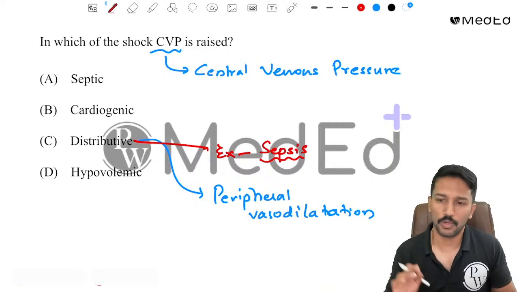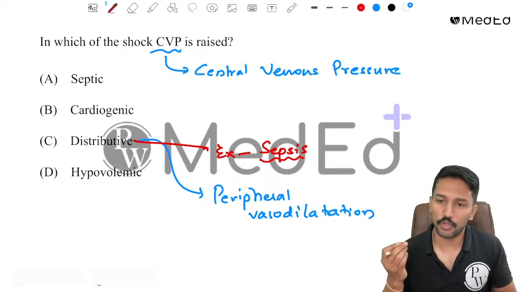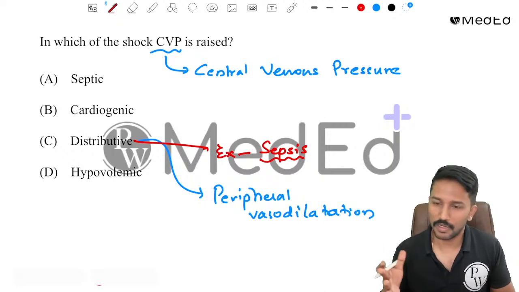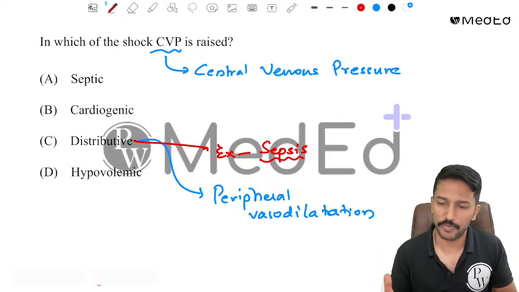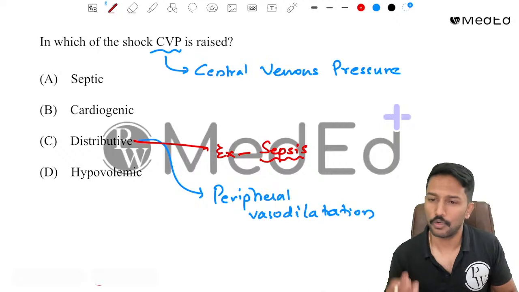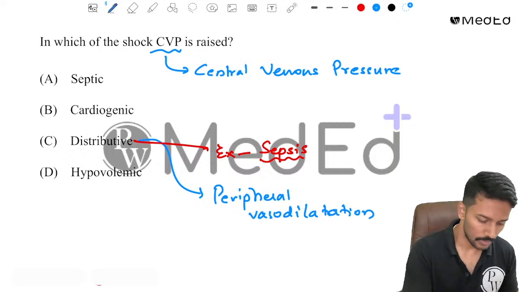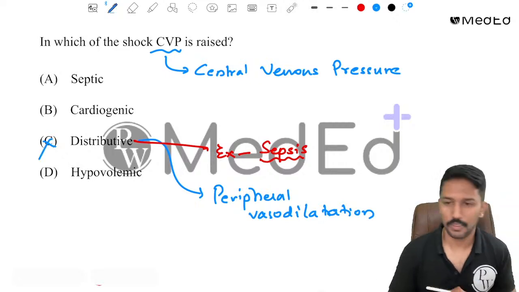If the centrally circulating blood volume is less, less blood is coming to the right atrium. So right atrial pressure will be low. In that case JVP will be low, and CVP will be low, right? So it is not the answer, distributive shock.